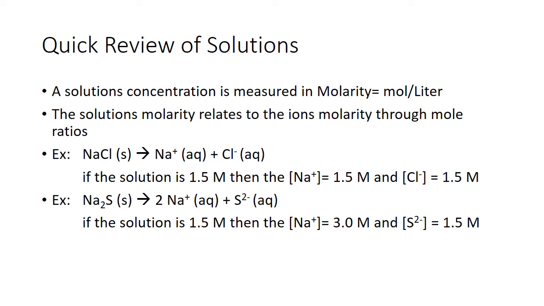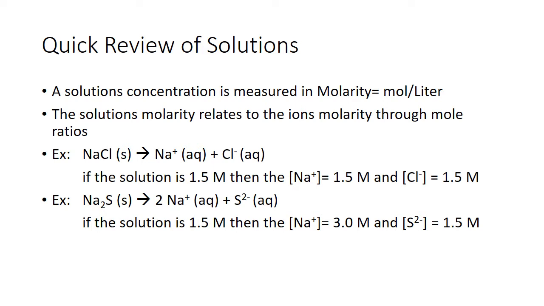Now, if we had something like sodium sulfide and it was a 1.5 molar solution, then if we look at this, the sodium sulfide, Na2S, when it dissolves, produces 2 sodium ions and 1 sulfide ion. So when we look at the molarity of the ions, if the solution was 1.5 molar, then the sodium would be twice that amount at 3 molar, and the sulfide, since it's a 1-to-1 ratio, would still be 1.5. So we're just relating those coefficients.